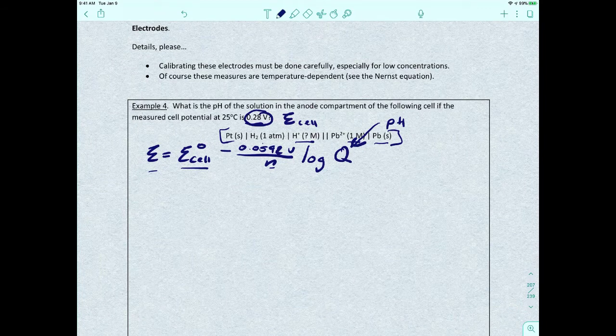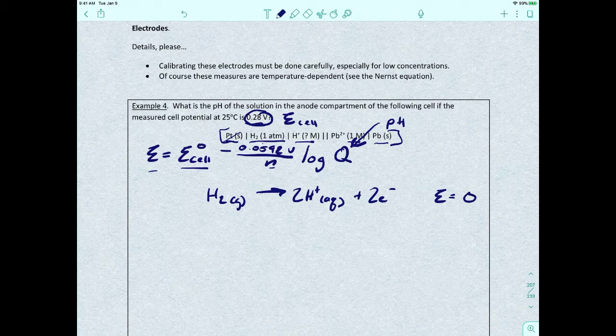All right, so let's take a look at the half reactions for this. So if we take a look at the anode side, you've got platinum, which remember that's non-reactive. So we're going to ignore platinum for a moment, but you've got hydrogen and H+. You do have this half reaction, which H2 gas yields 2 moles of H+ ions and 2 moles of electrons. And the cell voltage is going to be 0. That's your standard hydrogen electrode. So the standard voltage is 0.